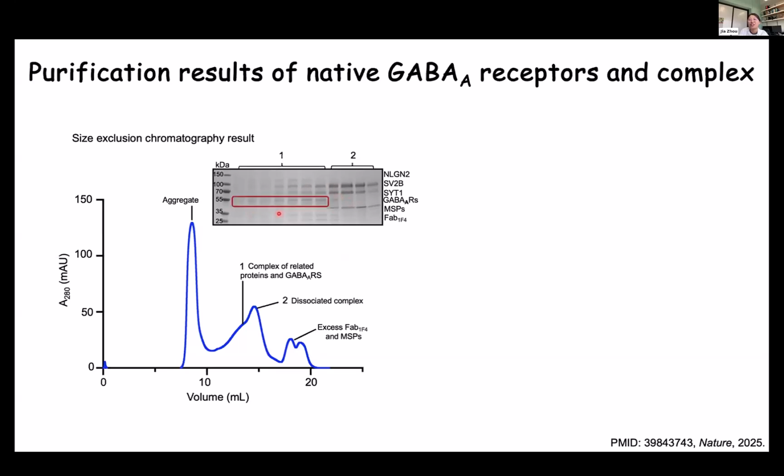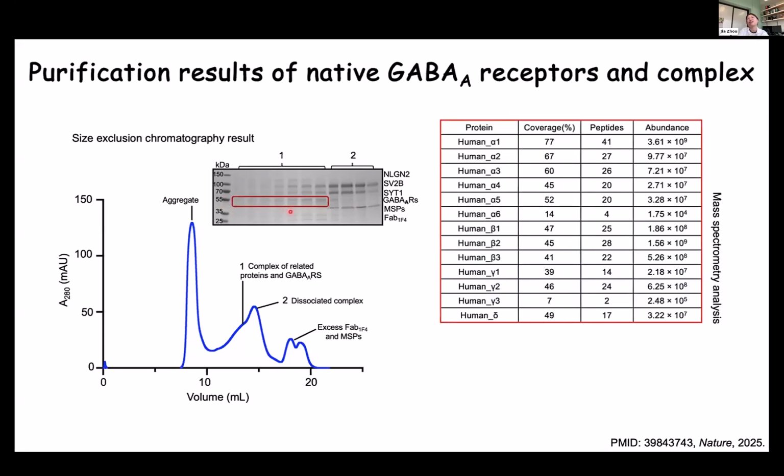I will start with the GABAA receptor, which is located at around 55 kD. As you can see here, we get 13 different GABAA receptor subunits in total, including all 6 alpha subunits, all 3 beta subunits, 3 gamma, and 1 delta. This pretty much matches our previous expectation.